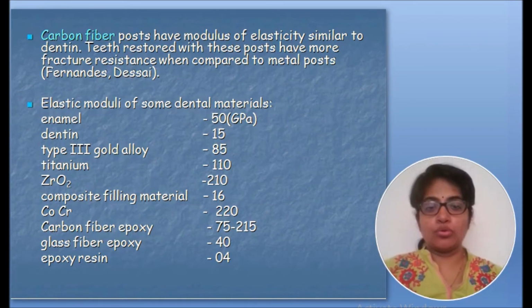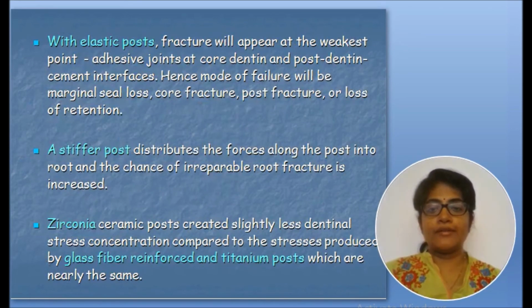The carbon fiber posts, as the name suggests, are black in color and they have a modulus of elasticity similar to dentine. Teeth restored with these posts have more fracture resistance compared to metal posts. Elastic moduli of some dental materials are given here and you can find that the elastic modulus of carbon fiber epoxy and that of the enamel are near about similar.